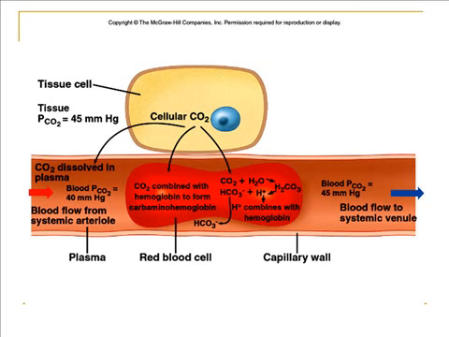And it combines with the protein portion and not the iron, because remember, iron is reserved for our oxygen. So we don't have any competition for these binding sites. And so what you see then is carbon dioxide plus hemoglobin equals carbaminohemoglobin. Okay. So that's 20 to 30%. The largest percentage of our carbon dioxide is converted to bicarbonate ions, which transport in the plasma.